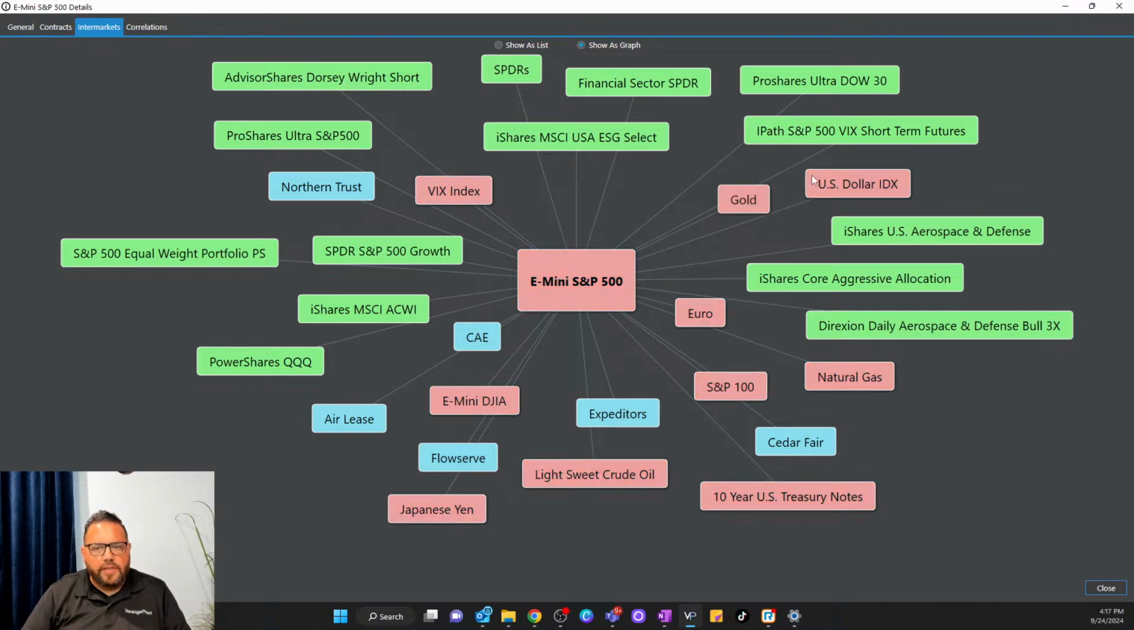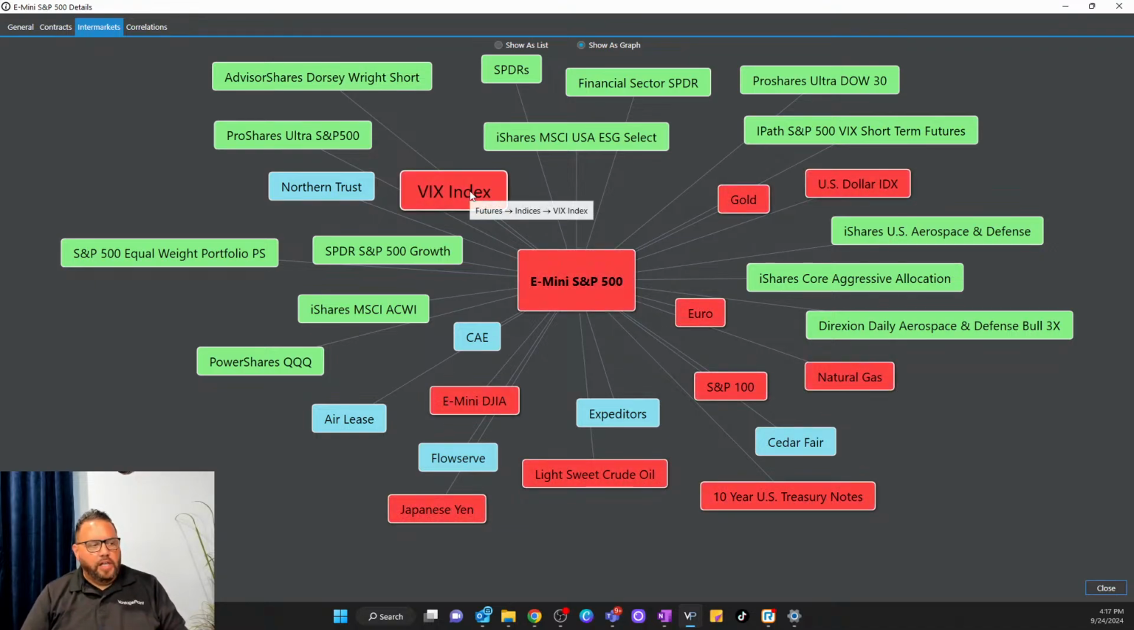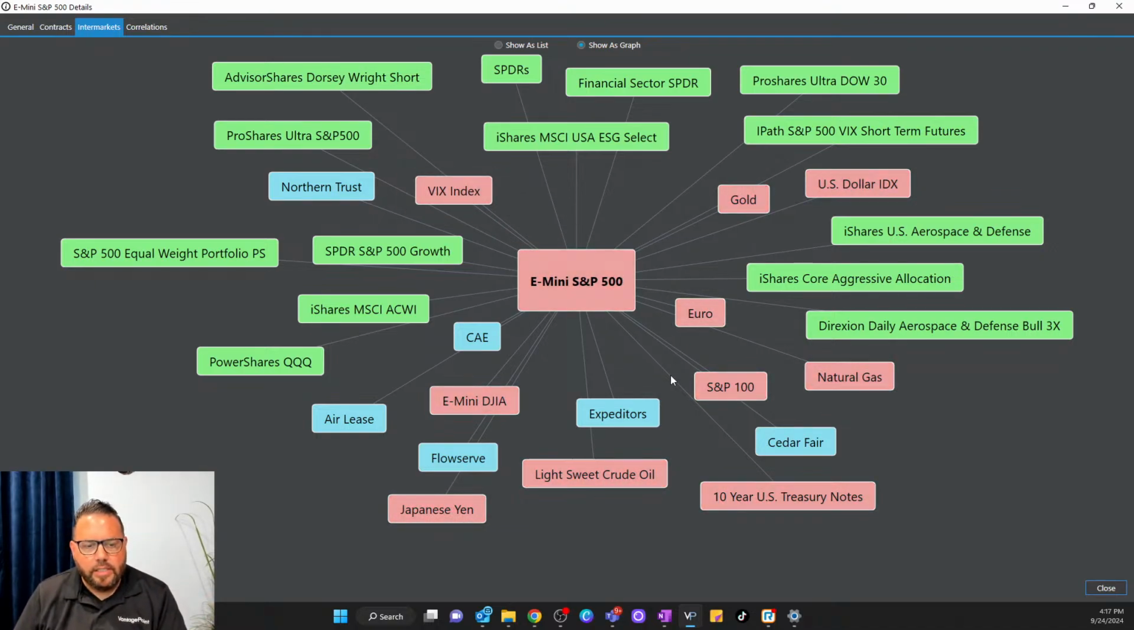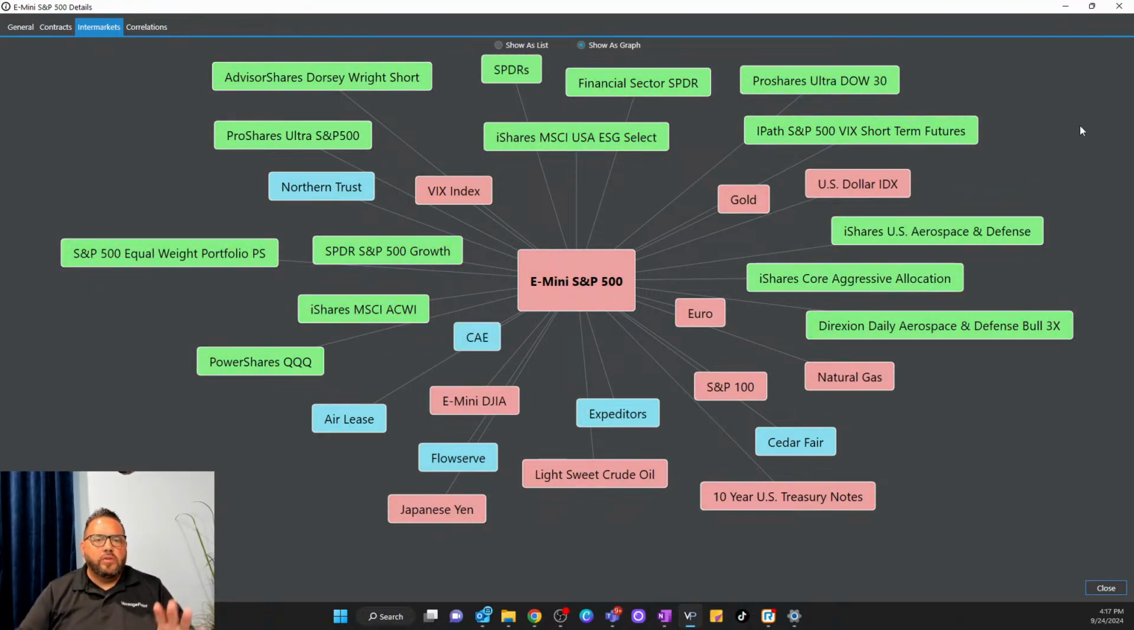You'll see gold and the dollar and euro, those are world currencies influencing it. You can see the VIX. We know that as volatility drops, the S&P rises. We see stocks like Flowserve and Cedar Fair, or ETFs like iShares ACWI, or the Qs. You can see there are over 30 markets on this list that are driving, influencing, and impacting the price of the S&P 500.